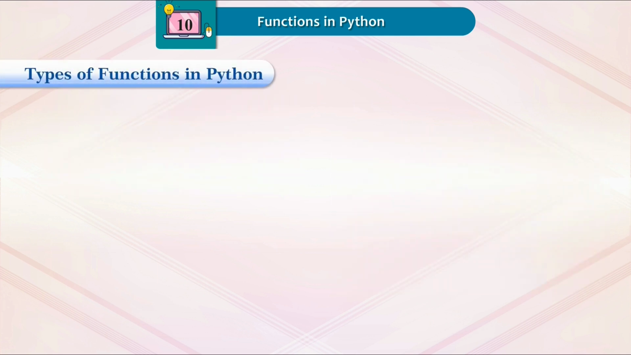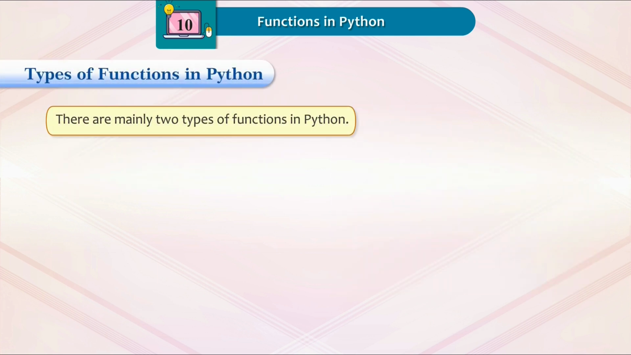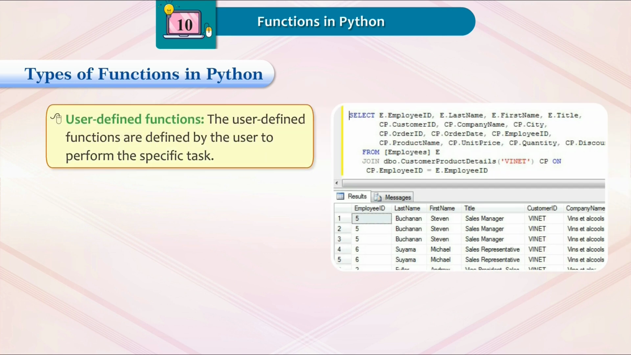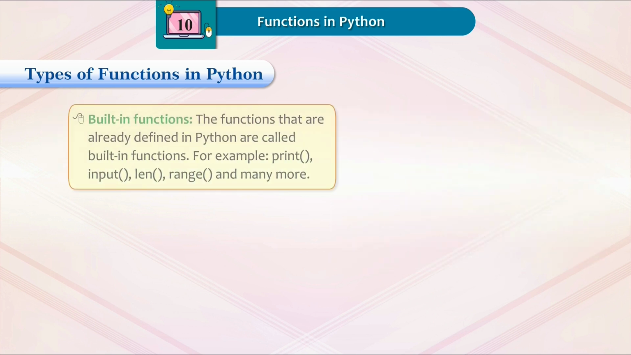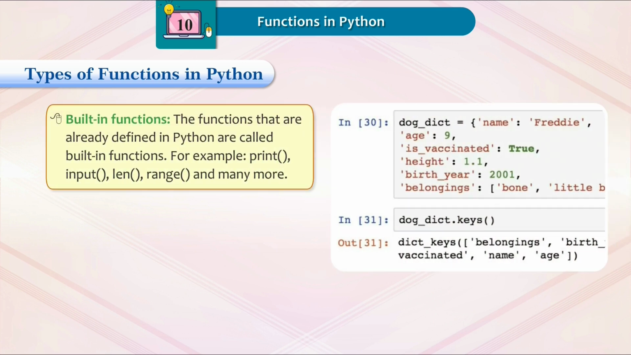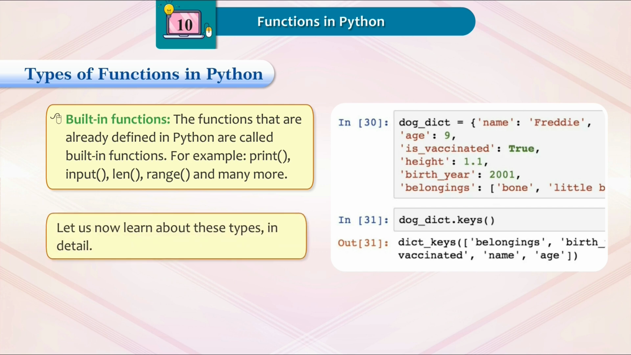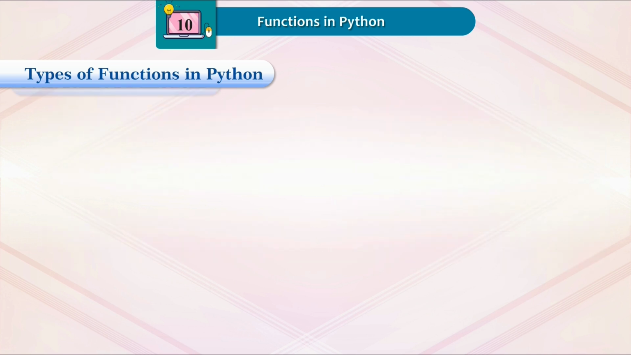Types of functions in Python. There are mainly two types of functions in Python. User-defined functions: the user-defined functions are defined by the user to perform a specific task. Built-in functions: the functions that are already defined in Python are called built-in functions. For example, print, input, len, range, and many more. Let us now learn about these types in detail.